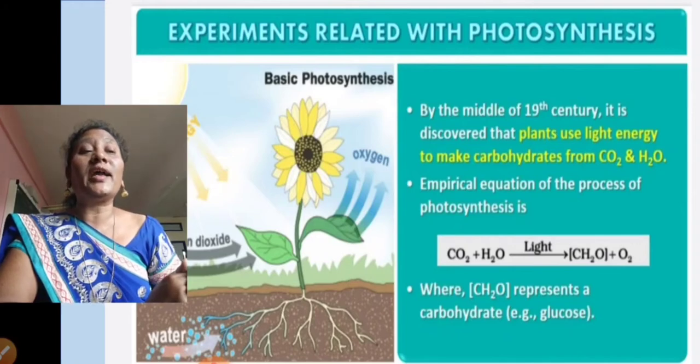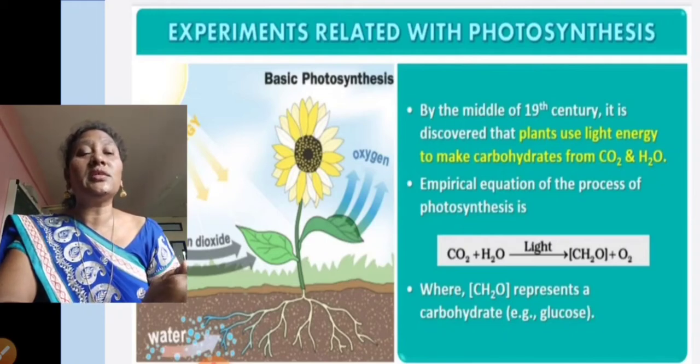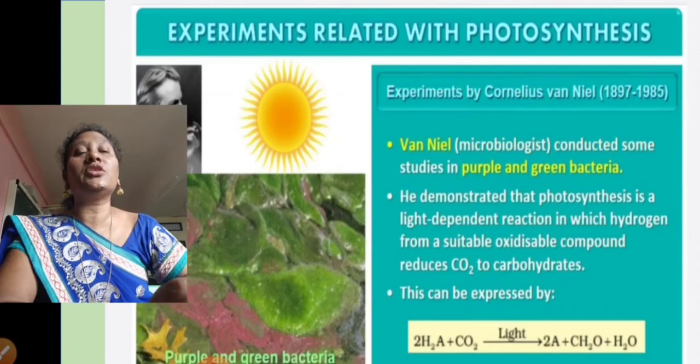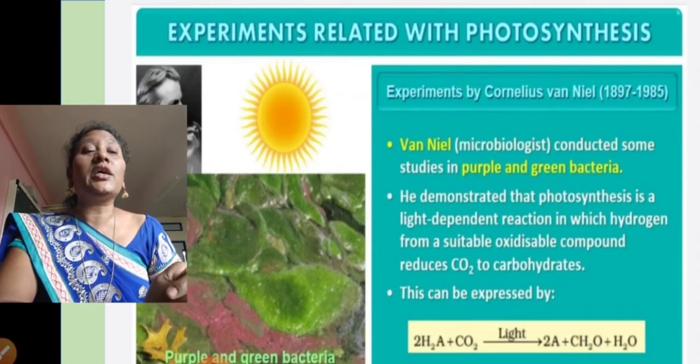So by the middle of the 19th century, it was observed that plants use light energy to make carbohydrates from carbon dioxide and water. So that means mainly carbon dioxide and water. Here is the empirical equation of the process of photosynthesis: CO2 plus H2O gives rise, in the presence of light, to CH2O plus O2. Here CH2O represents carbohydrates, that is nothing but glucose.